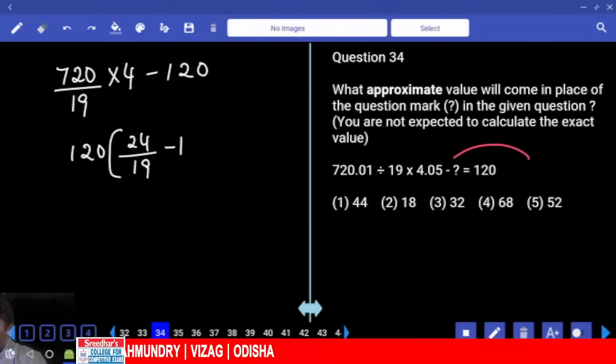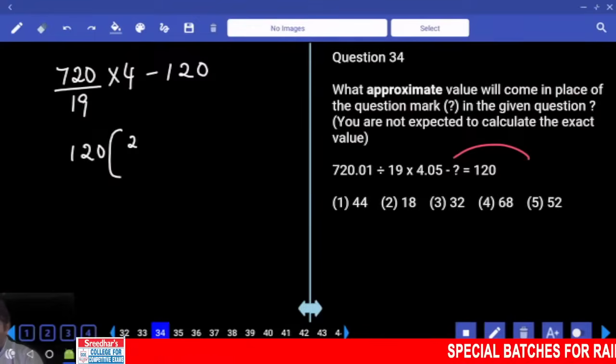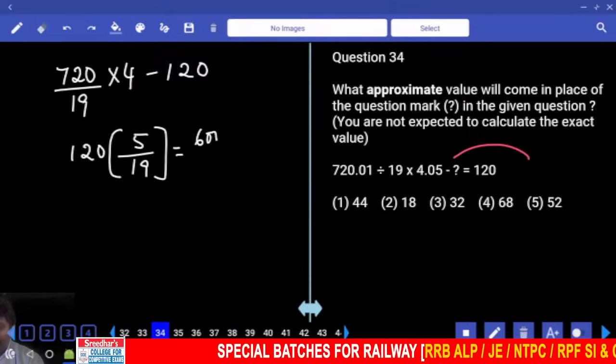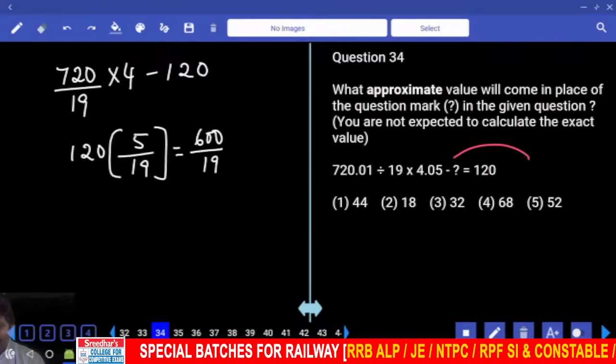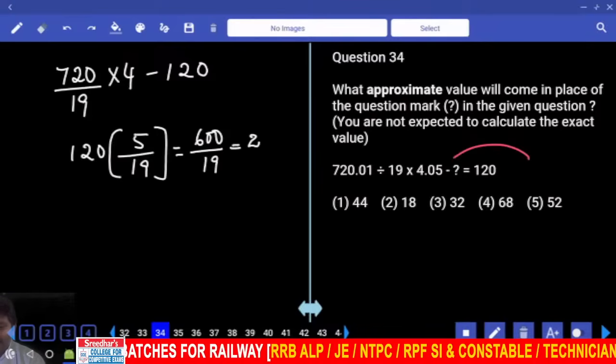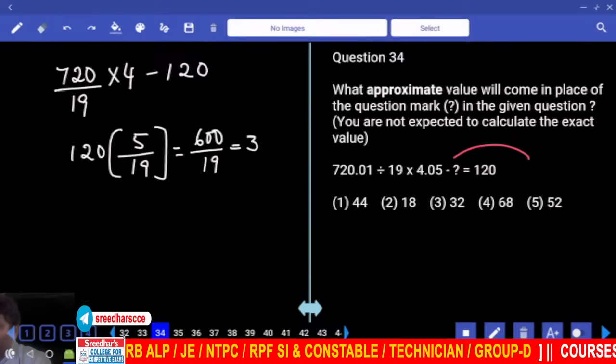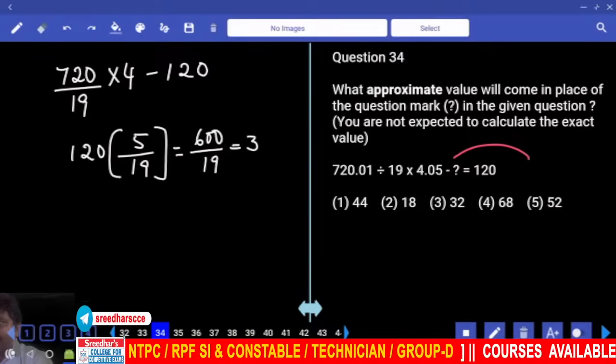We can rewrite it as 24 minus 19 divided by 19. 24 minus 19. 5 times. So I'll directly write it as 5 by 19. 5 times in the sense 600 divided by 19. 19. 3 times or 2 times? 3 times. You're done.